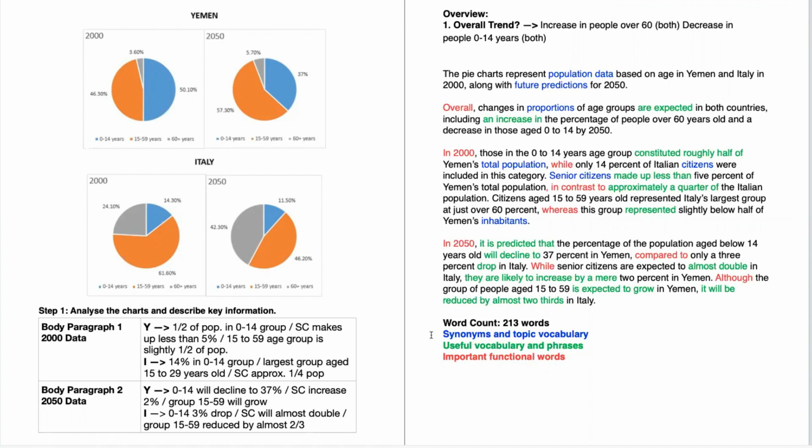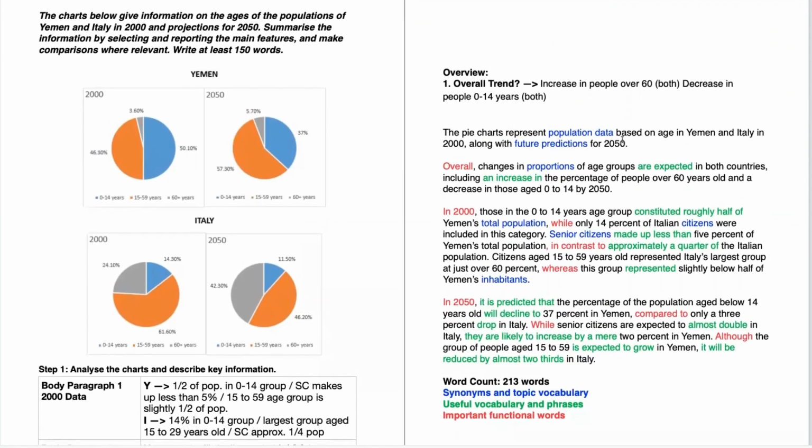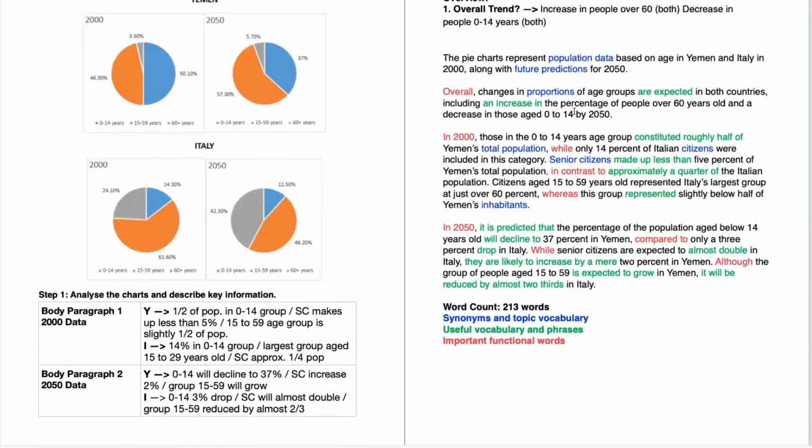Now let's take a look at our synonyms and topic vocabulary in blue. Here I have population data like we talked about before, and future predictions instead of projections. Then we have changes in proportions. Proportions is a great word when talking about pie charts and percentages. Total population. Citizens is a great word in this case. We're talking about people in countries.